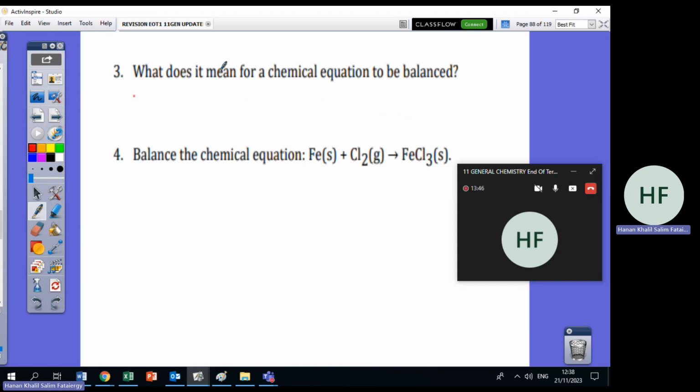Okay, what does it mean for a chemical reaction to be balanced? What does balance mean? Balance means equal. It means the atoms of reactants are equal to the atoms of products. And also the mass of reactants is equal to the mass of products.